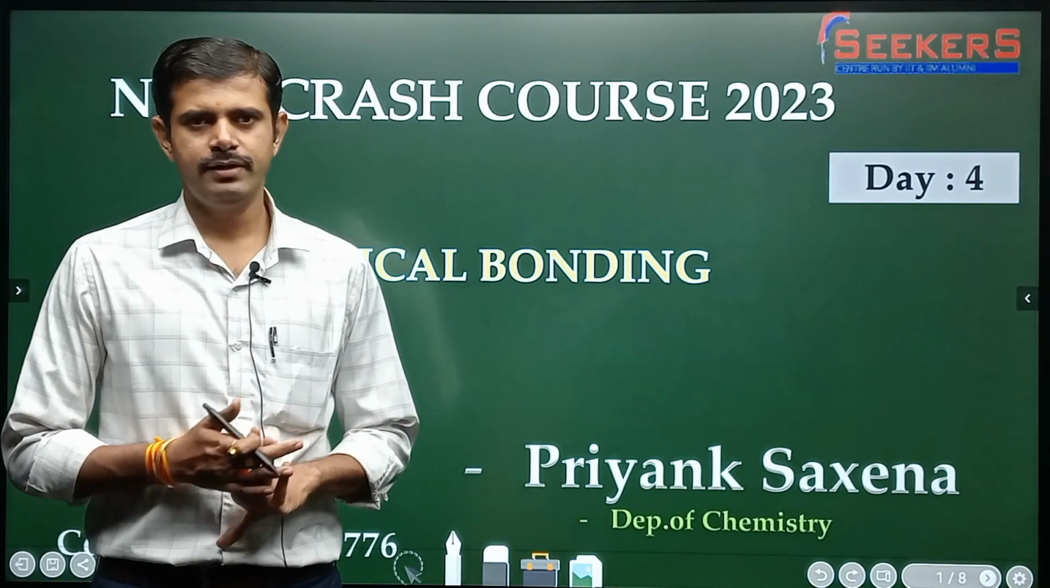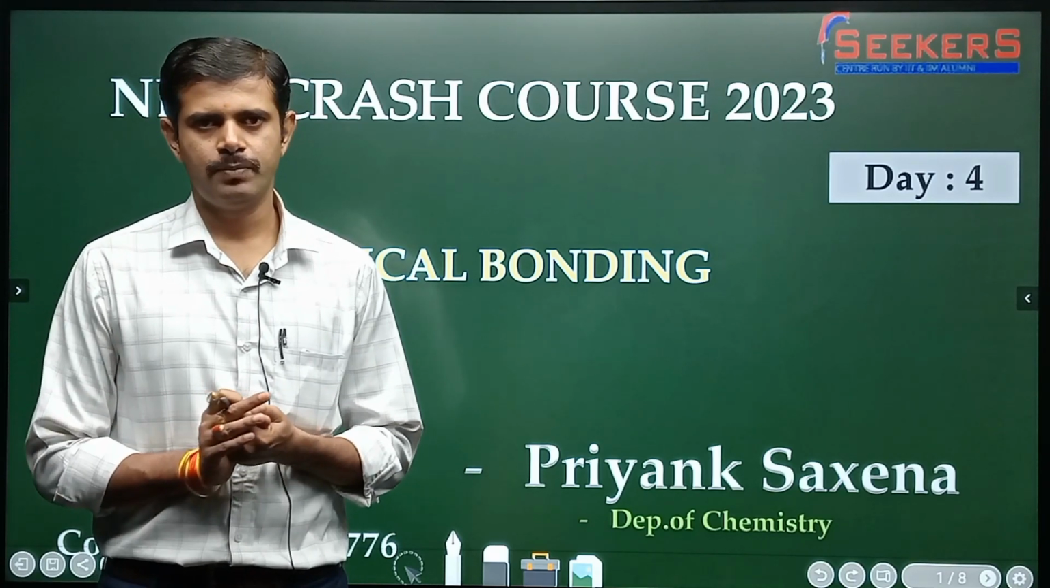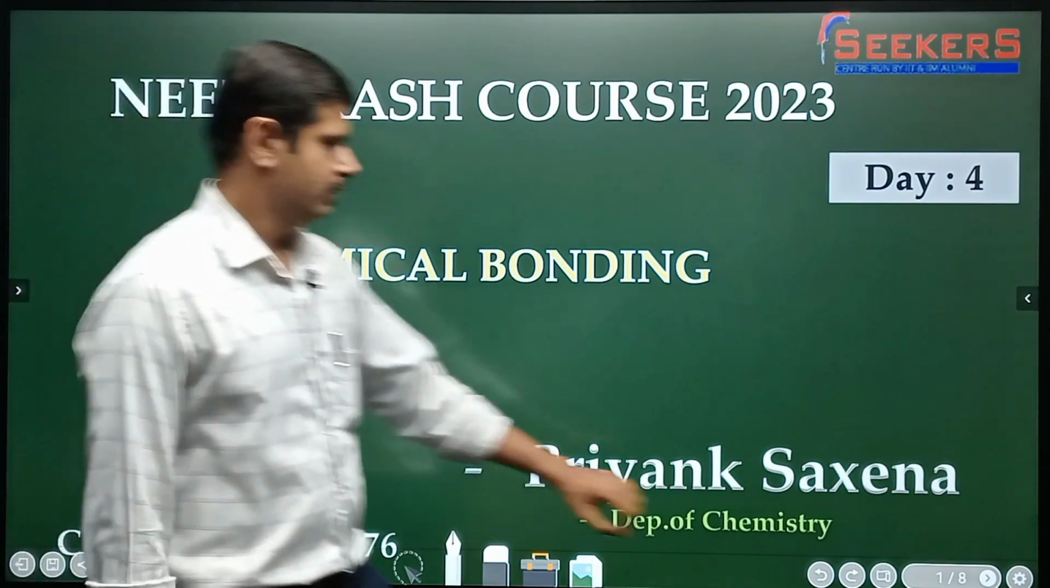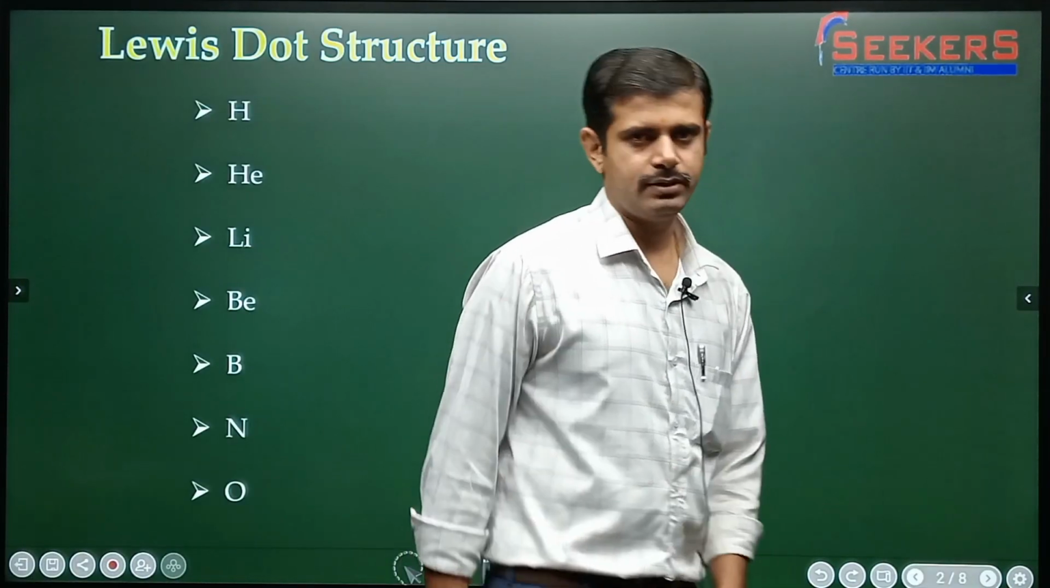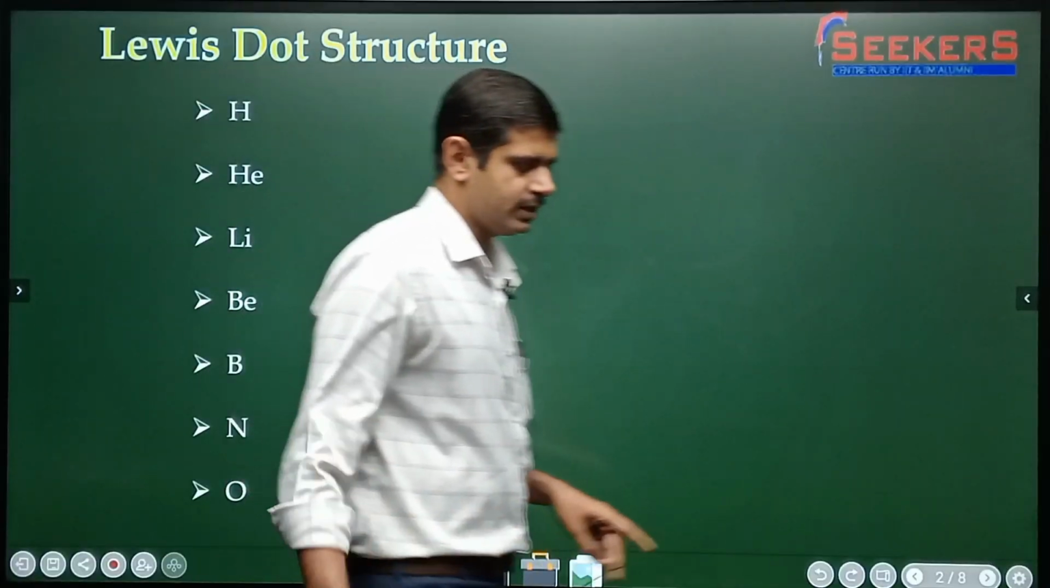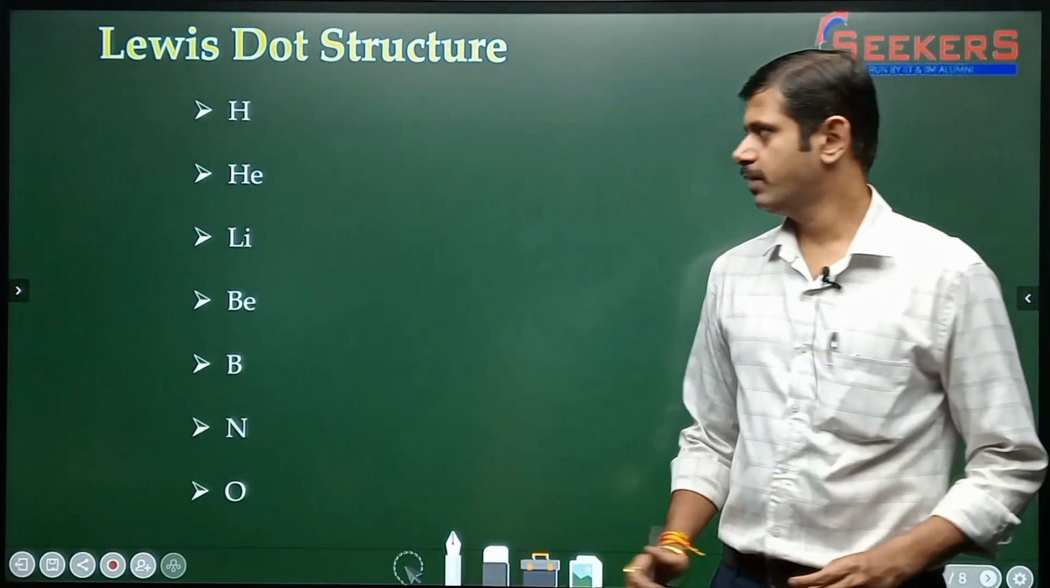Today, on this fourth day, we will be doing one or two topics on chemical bonding. Now what happens in chemical bonding? The first thing that comes up is the Lewis dot structure. See how does it come? The scientist Lewis gave the dot structure.